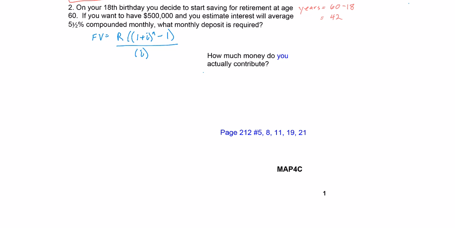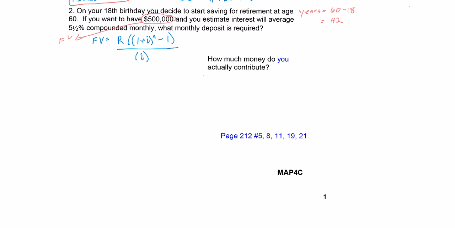So that means we have 42 years of work to do. Now we figure out that we want to have 500,000. So this 500,000 represents our future value. And its compounding interest rate is going to be 5.5%. And now we'll do our basic substitution.